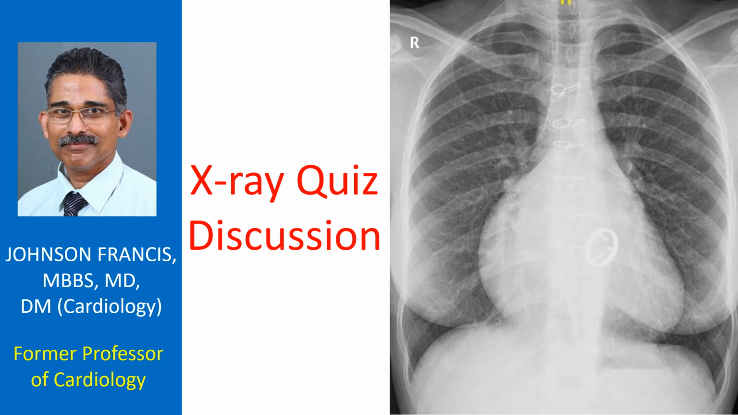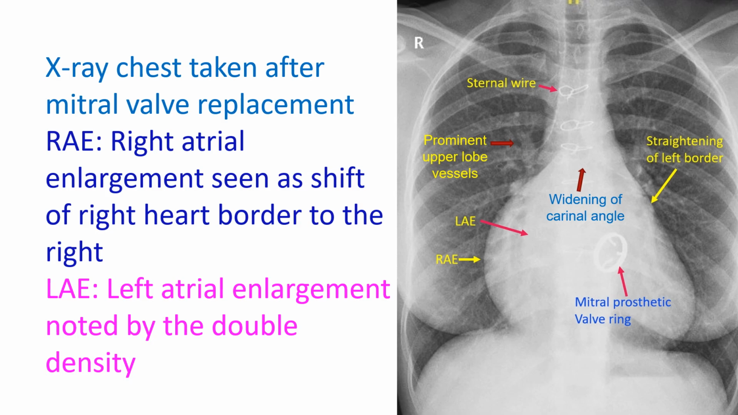What are the important findings on this chest X-ray PA view? X-ray chest taken after mitral valve replacement. RAE, right atrial enlargement, seen as shift of right heart border to the right. LAE, left atrial enlargement noted by the double density.